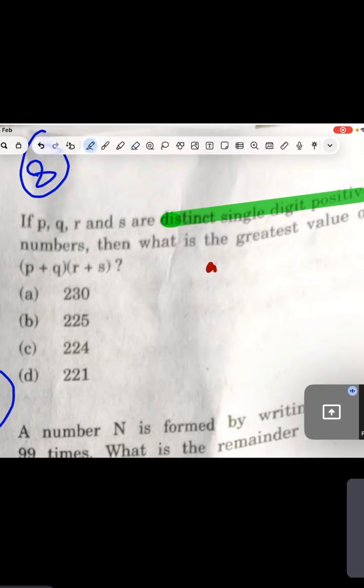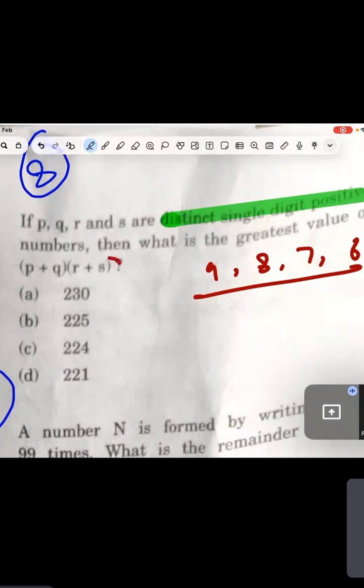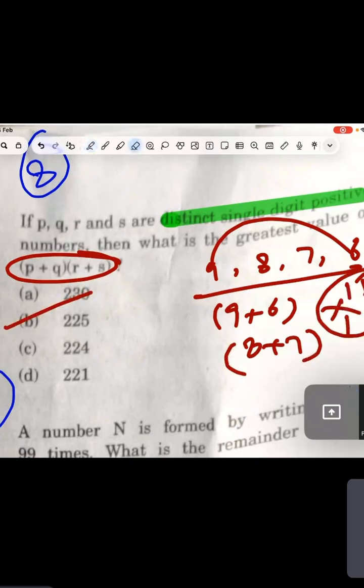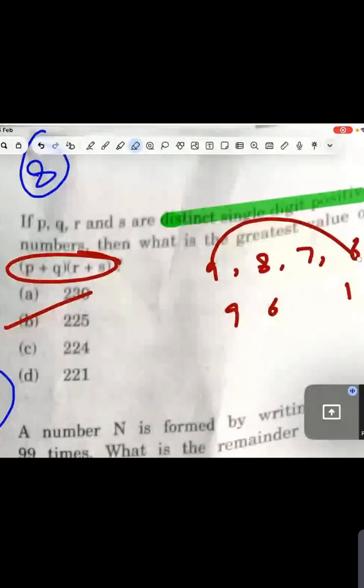So here what you can do, 9, 8, 7, 6. These are the largest single-digit numbers, guys. Now we have to arrange them. We know one thing, that the closer the values, the higher the product. So 9 plus 6 and 8 plus 7. So it will become 15 and 15. Multiply them. Guys, this is what they are checking here. So guys, identify the pattern. I told you, they are not difficult actually.